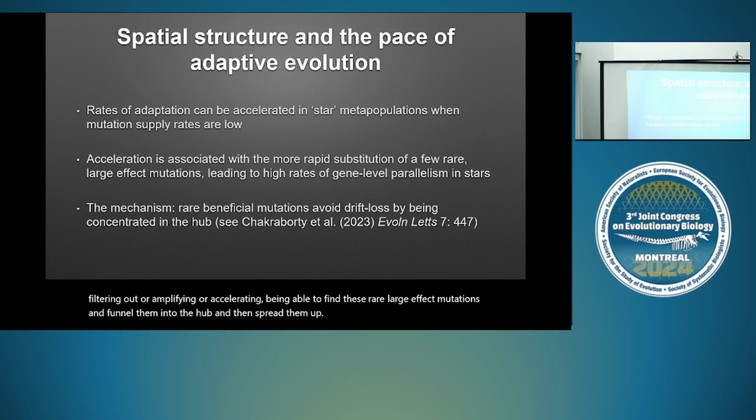So, what I've told you is that rates of adaptation can be accelerated in star metapopulations over and above what is usually thought of as the ideal kind of population, the well-mixed scenario. That happens when mutation supply rates are very low. That effect disappears if you increase mutation supply rates to what is often seen in microbial populations. The acceleration is associated with more rapid substitution of a few rare large effect mutations, leading to high rates of gene-level parallelism in the stars. The mechanism, we think, which was confirmed in the previous study, is that rare beneficial mutations avoid drift loss by being concentrated in the hub.